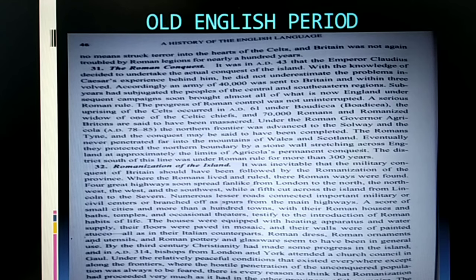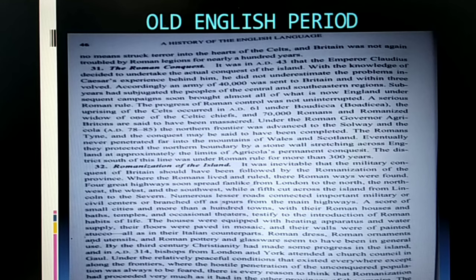It was inevitable that the military conquest of Britain should have been followed by the Romanization of the province, where the Romans lived and ruled. Their Roman ways were found. Four great highways soon spread fan-like from London to the north, the northwest, the west and the southwest, while the fifth cut across the island from Lincoln to the Severn. Numerous lesser roads connected important military or civil centers or branched off as spurs from the main highways.